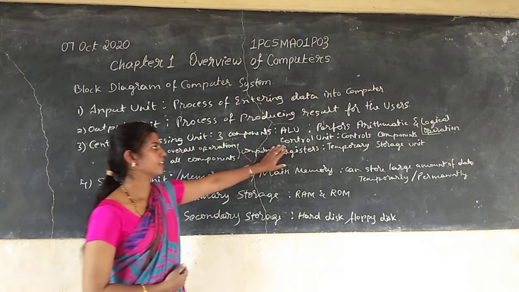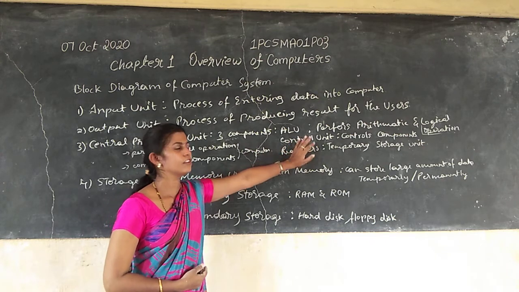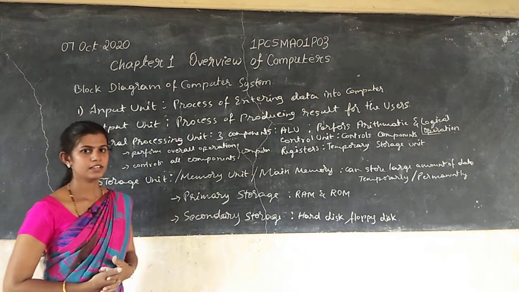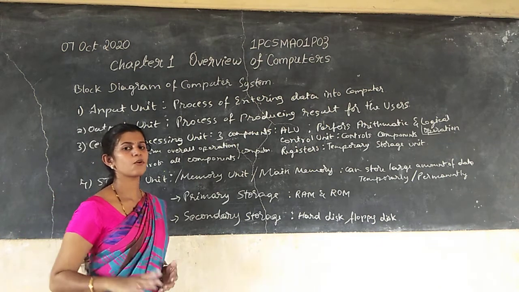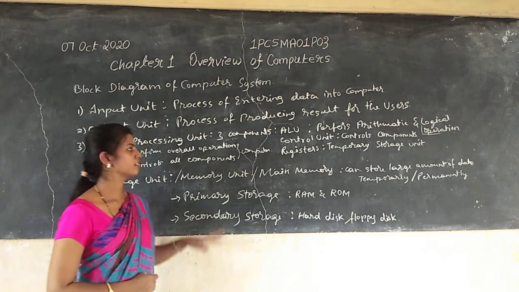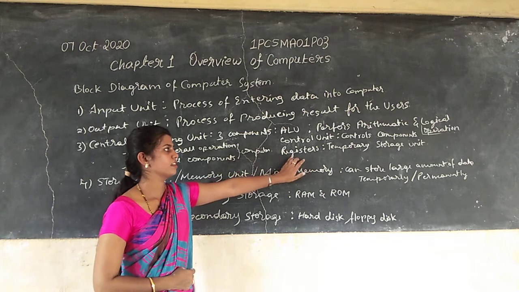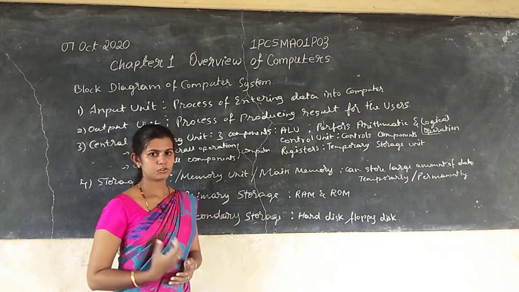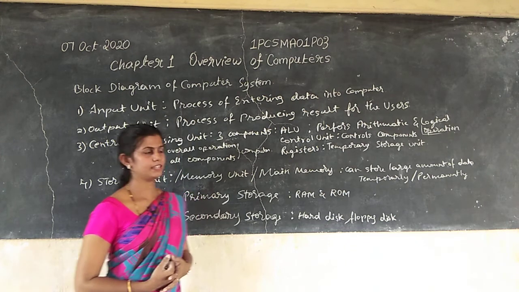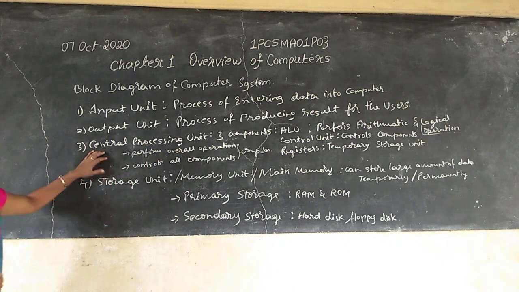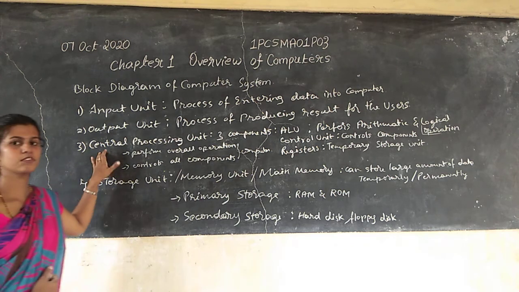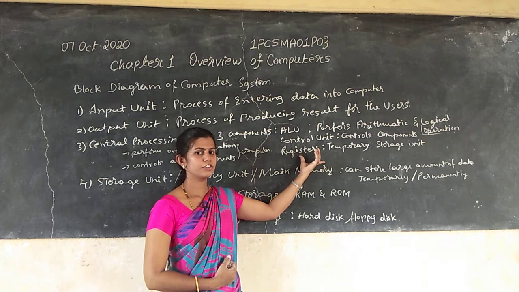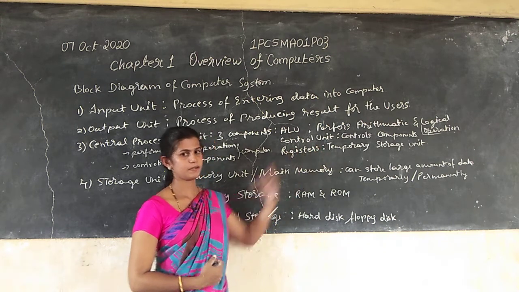In the case of the control unit, it mainly controls all the components of the computer. And registers are high speed temporary storage units to store data temporarily. So there are mainly three components of a central processing unit: ALU, control unit and registers.